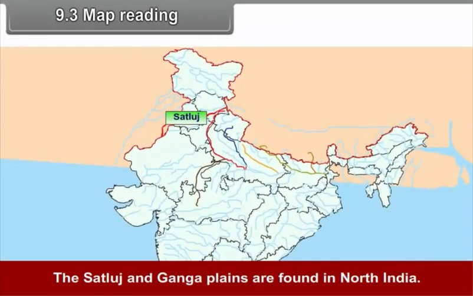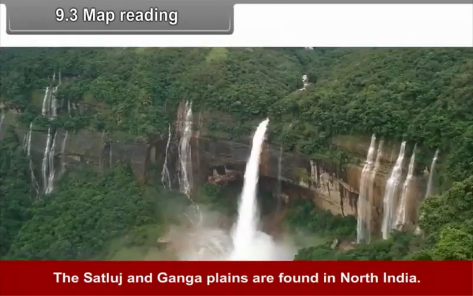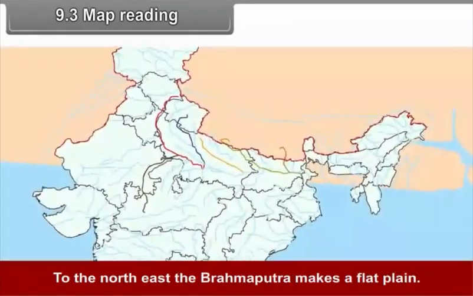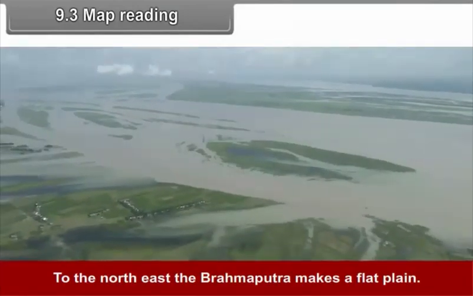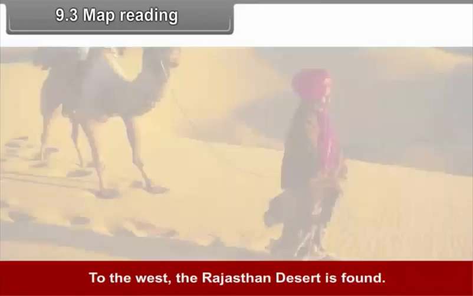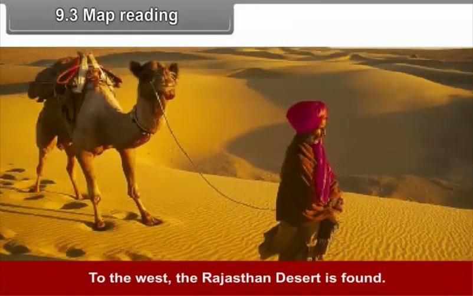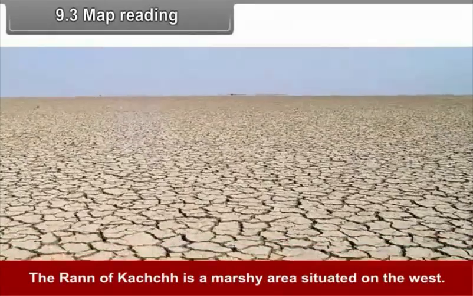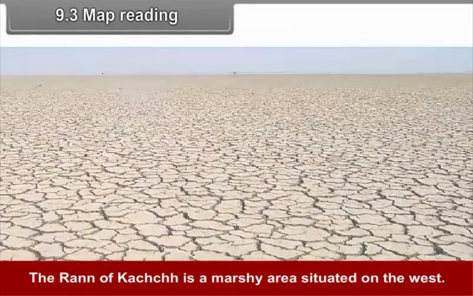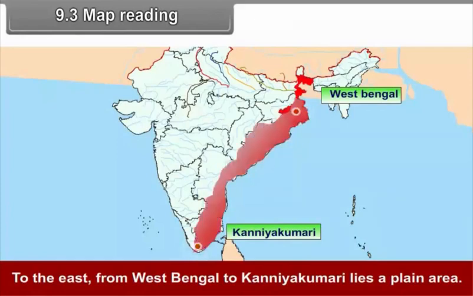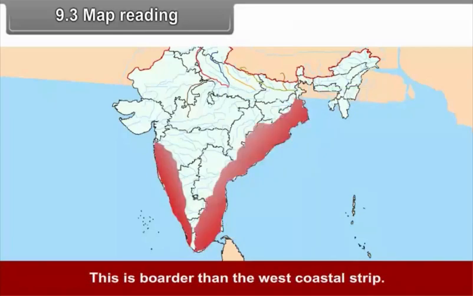The Satluj and Ganga plains are found in North India. To the northeast, the Brahmaputra makes a flat plain. To the west, the Rajasthan desert is found. The Rann of Kutch is a marshy area situated on the west. To the east, from West Bengal to Kanyakumari lies a plain area. This is broader than the west coastal strip.